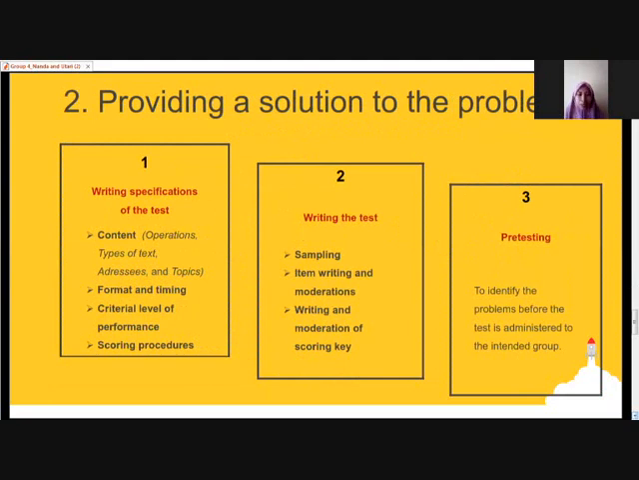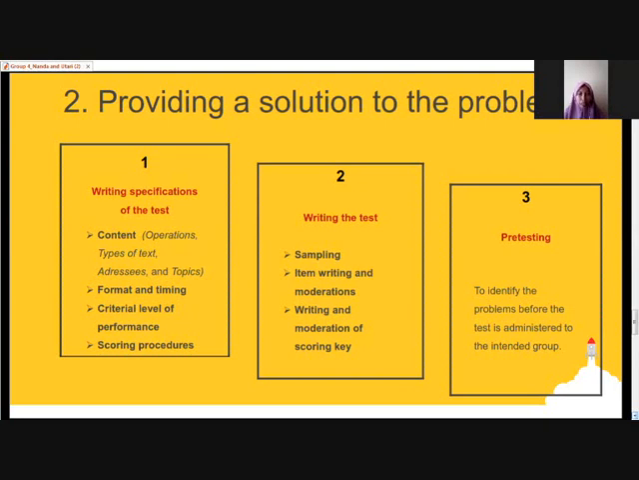Okay. The second is providing a solution to the problem. After the specific statement of the problem is specified, next we have to provide a solution to the problem. And for this, there are three steps. The first is writing specifications of the test. It includes the content, format and timing, criterial levels of performance, and also scoring procedures.